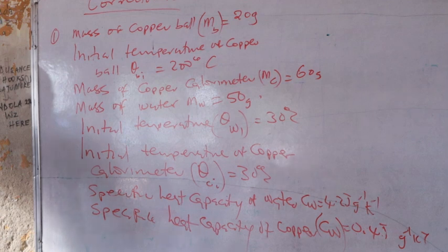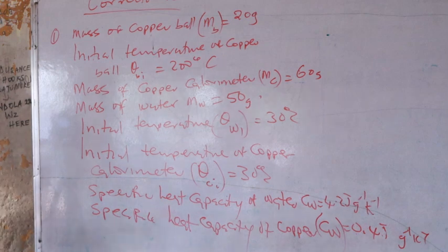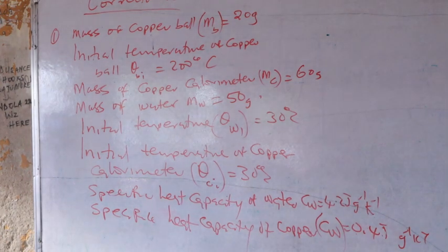She has gotten it correctly. Copper ball will lose it to water and its container. Why does the copper ball lose it? Because it has higher temperature than water and its container. Copper ball was at 200 degrees Celsius. Water is at 30 and its container too will be at 30. So obviously copper ball will lose to water and its container.